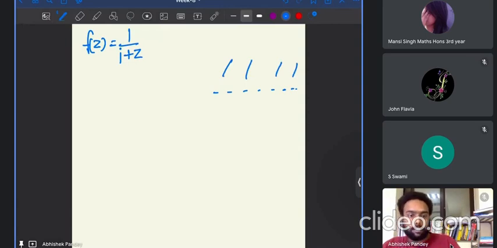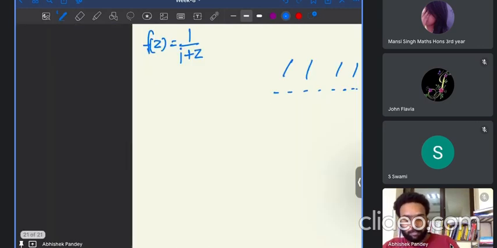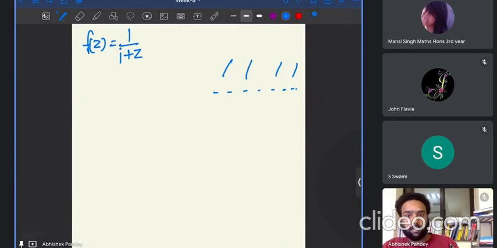So what is there in the Schwarz reflection principle which this function is not satisfying? Can anyone tell me? This kind of function is not real valued on the real axis. If you take this, these are imaginary values. Is it clear?